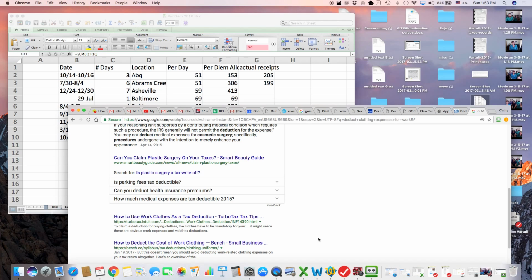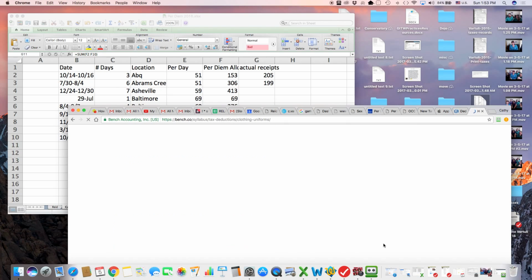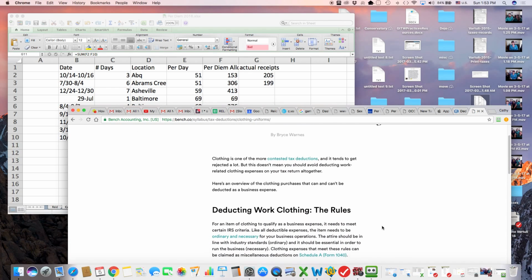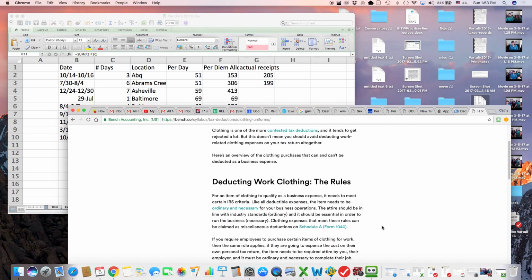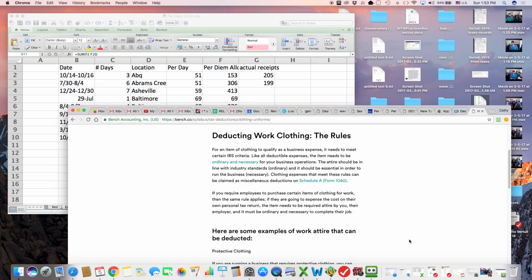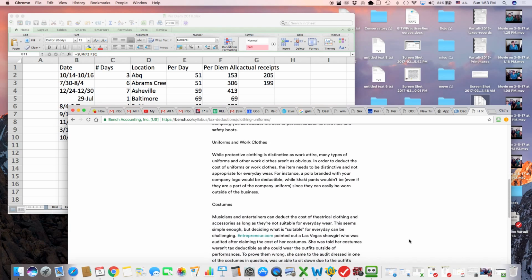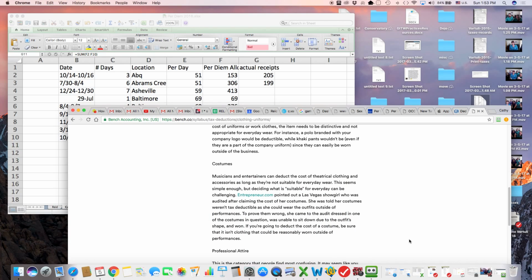How to deduct the cost of work clothes. This is just an advice place, it's not the IRS, but expenses must be ordinary and necessary for business operation, in line with industry standards. Is it common in the storytelling industry to have nice clothes? Yeah, when you're on stage. Uniforms, clothes, costumes. It's a costume. They're not suitable for everyday wear. You don't wear sequins all the time. I definitely don't wear anything like that material.